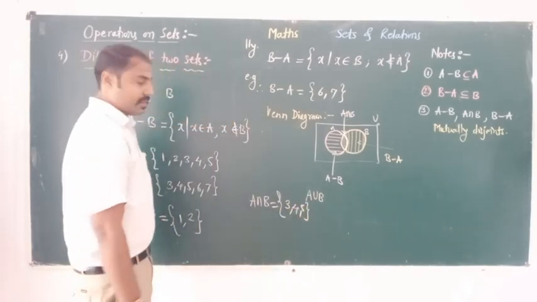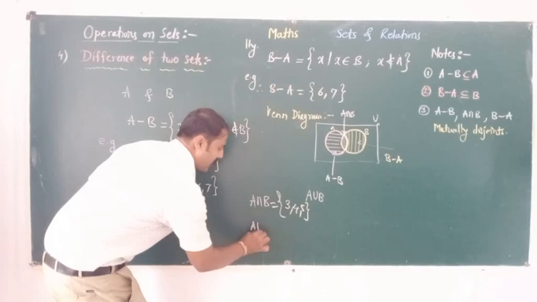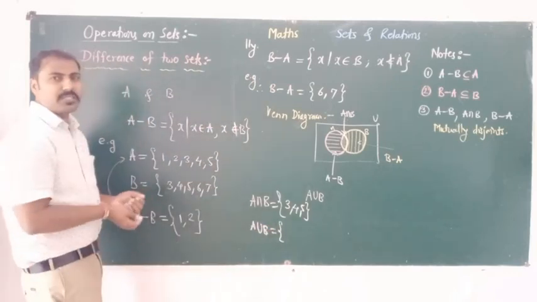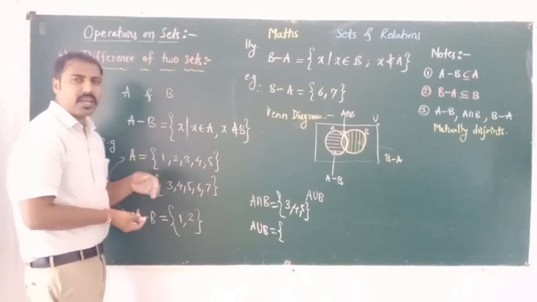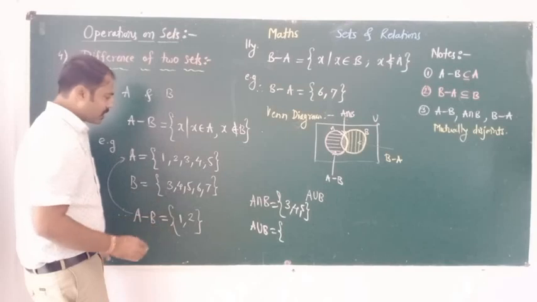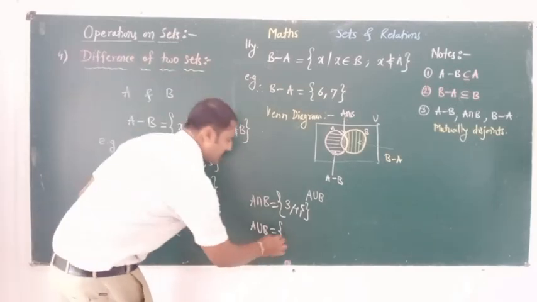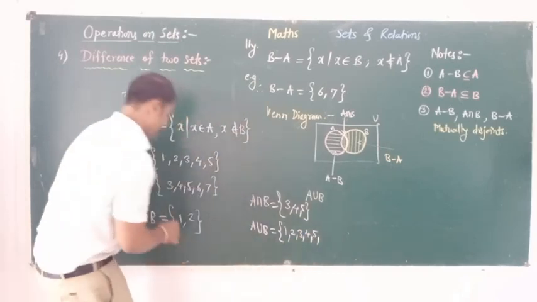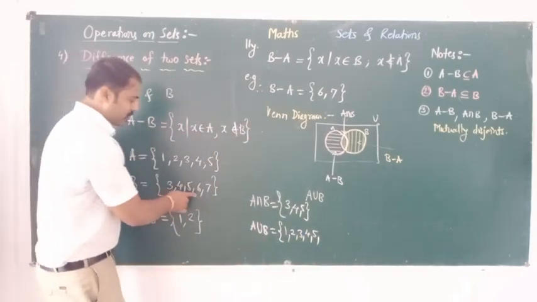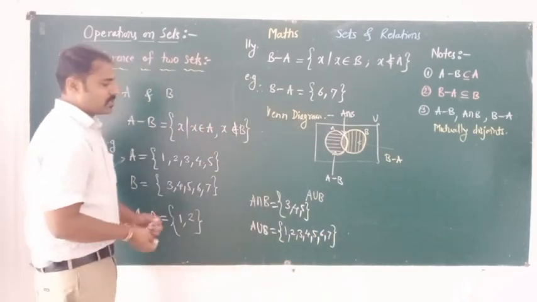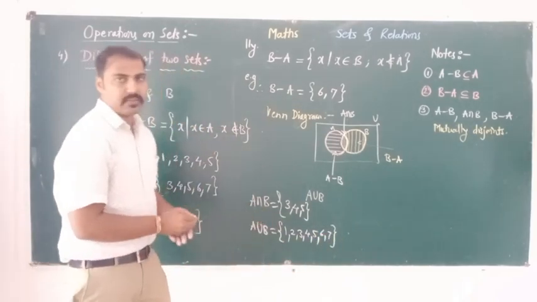Okay, and A union B means the set of elements which are in A or in B or in both A and B. So I am writing all the elements in A and B. It's 1, 2, 3, 4, 5. 3, 4, 5 is included, don't write twice. 6 and 7. So A union B is 1, 2, 3, 4, 5, 6, 7.